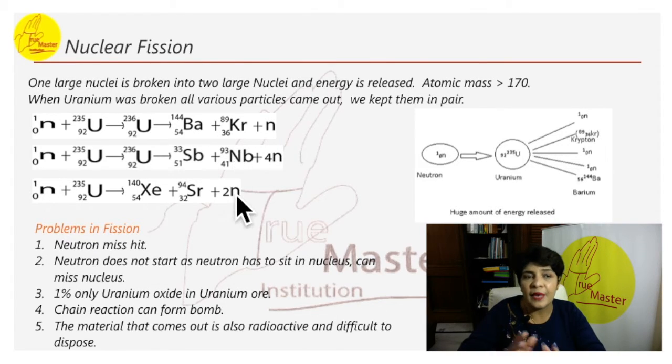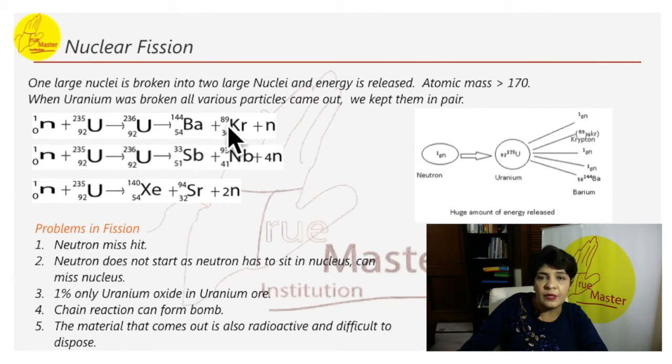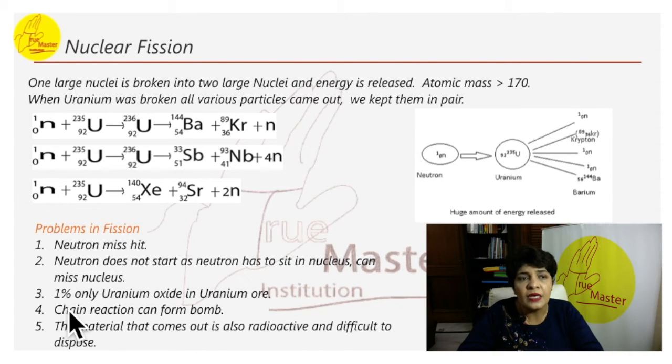So we kept them in pairs. How have we paired them? Whatever is making close to 236. Ba and Kr are making close to 236. Similarly for the others, we have put them in pairs together. One neutron strikes a uranium. The mass number 235 plus 1 becomes 236. The total breaks down to, say, Ba plus Kr. Similarly, Sb is 133 plus Nb is 93, plus 4 n. So it is again close to 236. So we have grouped them together.